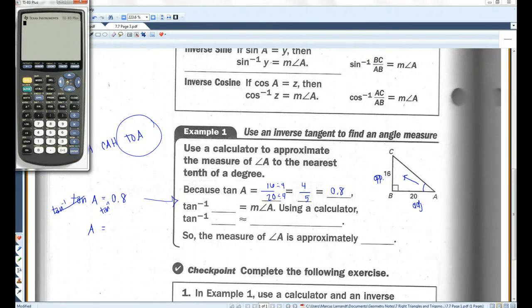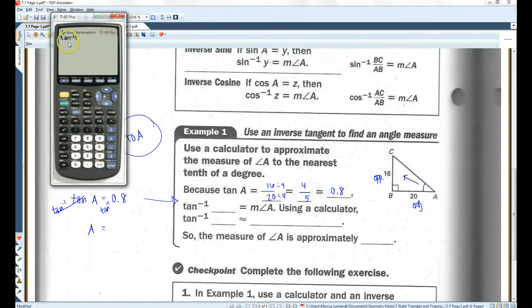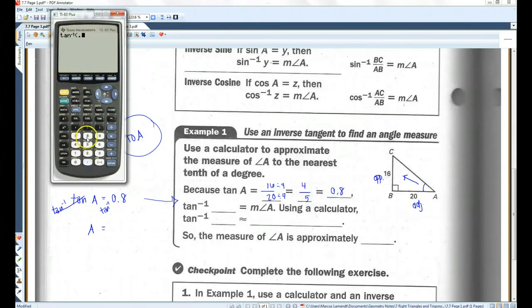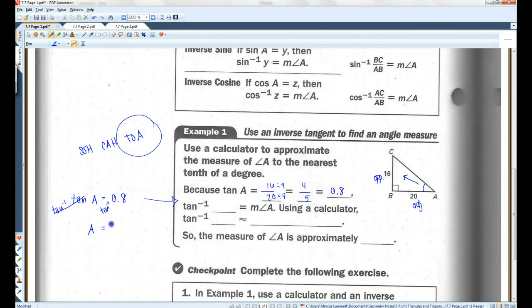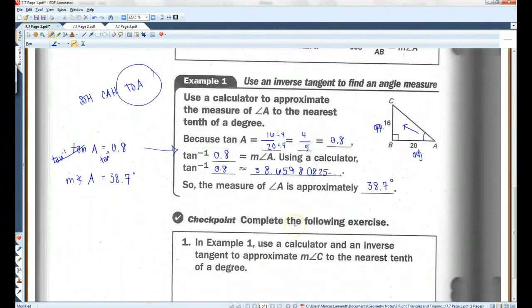So, the way you find inverse tangent on your calculator, you're going to hit second and tangent. You should get a little tangent with a -1 sign. Inverse tangent of 0.8 is 38.65, and actually they just want to the tenth, so 38.7. Okay, and you could actually write this as the measure of angle A. That's the proper way to write it. It's kind of confusing the way they write it out, so I wanted to write it out this way. Inverse tangent of 0.8 equals the measure of angle A. Using a calculator, inverse tangent of 0.8, and I'll give you the whole decimal of what it says on this calculator: 38.6598... etc. So the measure of angle A is approximately 38.7 degrees. Alright? Okay, you guys try this one.